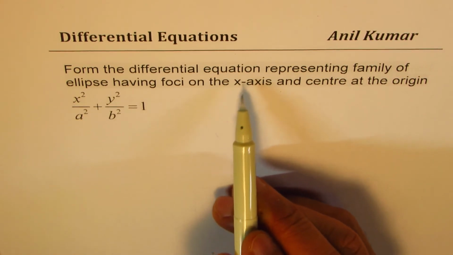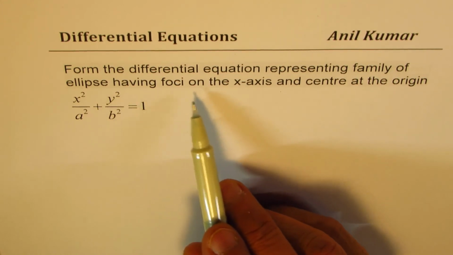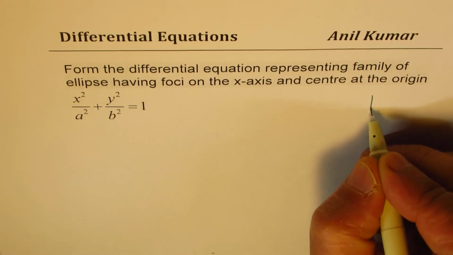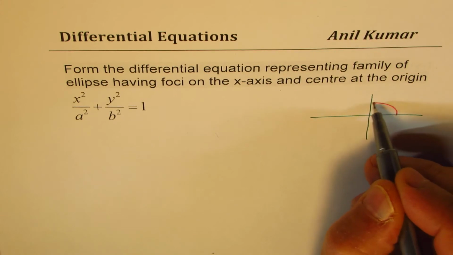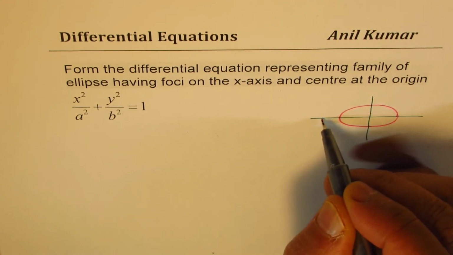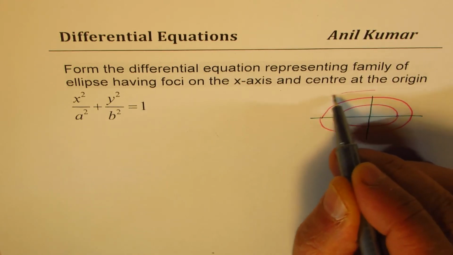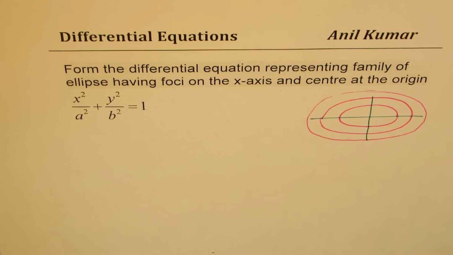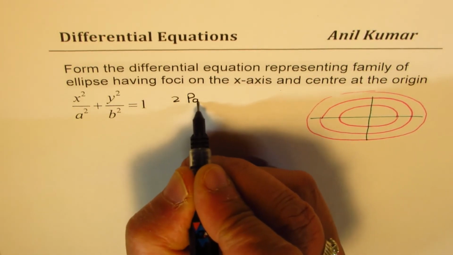Form the differential equation representing family of ellipses, this time given foci on the x-axis and center at the origin. So what we're trying to say here is that we have all these ellipses with center here. Correct? So as we change the values of a and b, we get different ellipses, right? That's what it is. So in this case, we have two parameters.